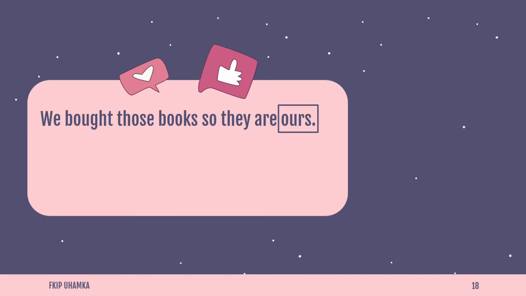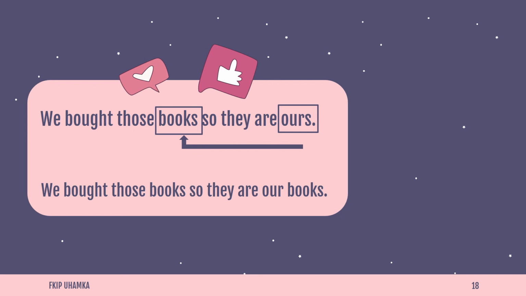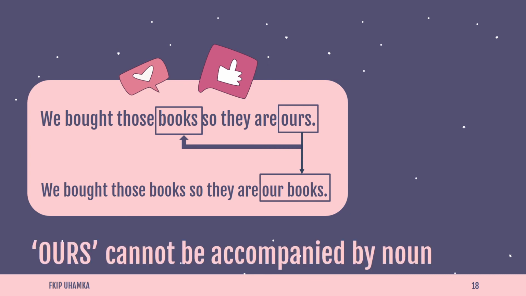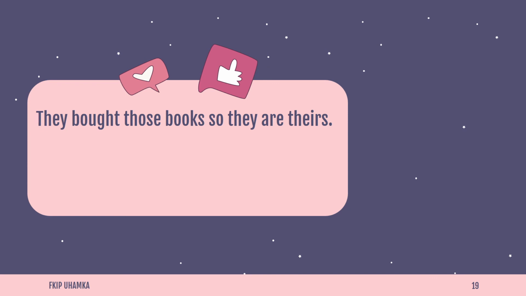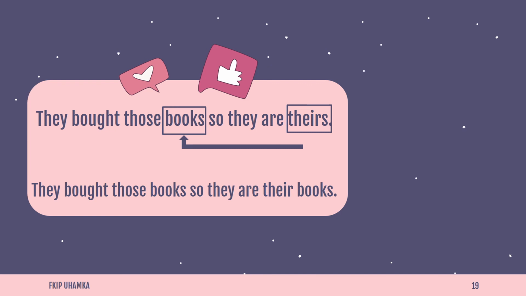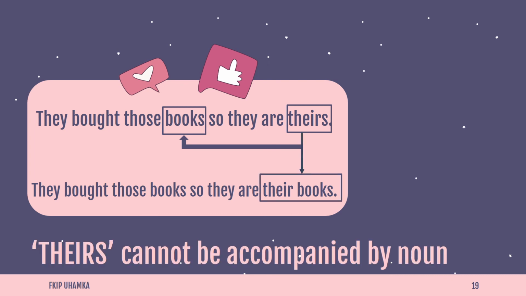Now we have ours that replaces books, and we also have another sentence. We bought those books, so they are our books. It is the same. If we use ours, we cannot accompany it with a noun. Meanwhile, if we use the word our, we have to mention the noun. We also have theirs that replaces books, and we also have another sentence. They bought those books, so they are their books. Theirs cannot be accompanied by a noun.